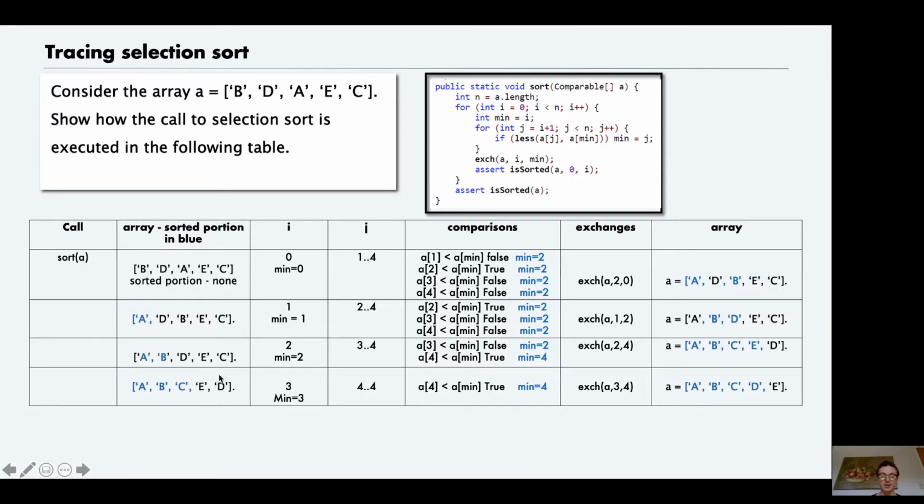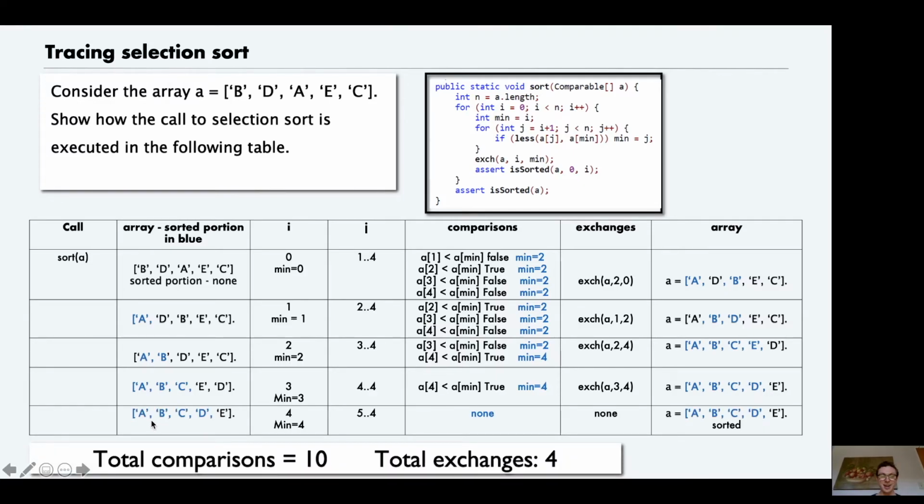Now we have to sort the last 2 elements. So we have to figure out what goes at position 3. That's our current value I. So we check, is D less than E? It is, so our min is 4. And then we exchange them. So our array becomes A, B, C, D, and then E. And note that our sorted portion is A, B, C, and D.